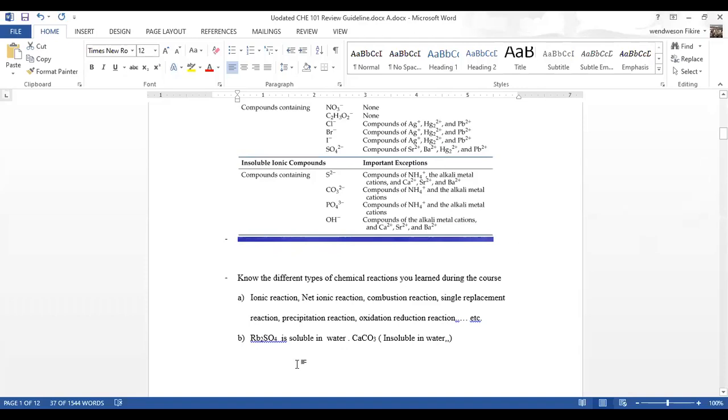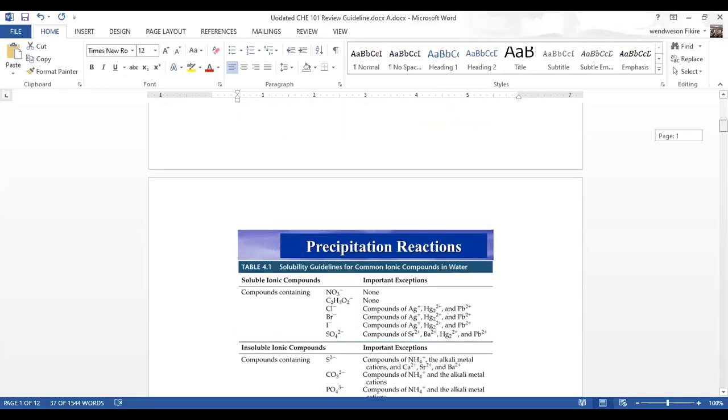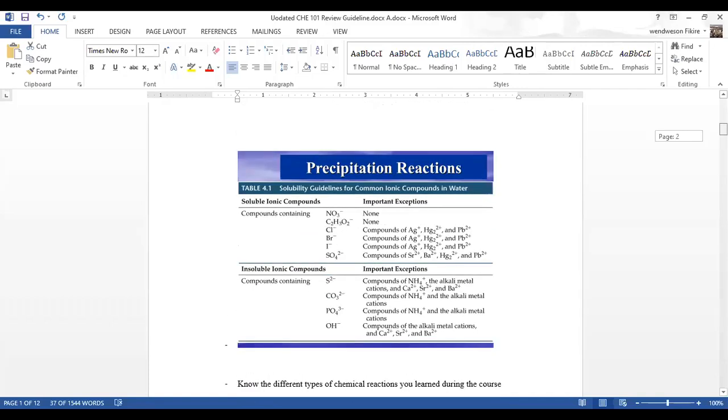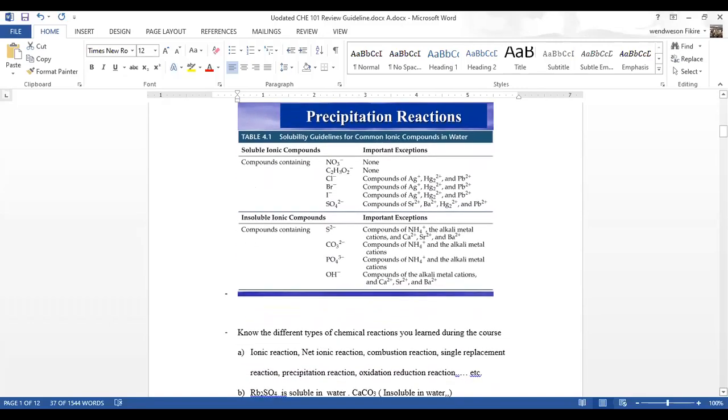Also, how do you know that rubidium sulfate is soluble in water and calcium carbonate is insoluble in water? You will have a solubility guideline. You can use the solubility guideline as a reference. However, you need to know which one is soluble and which one is not soluble in water. The solubility guideline was also discussed in the lecture class and in the lab class. I don't think you will have a problem identifying compounds that are soluble or insoluble in water.